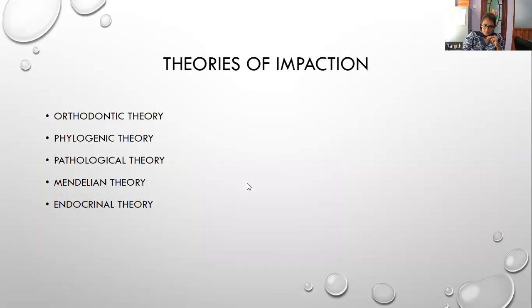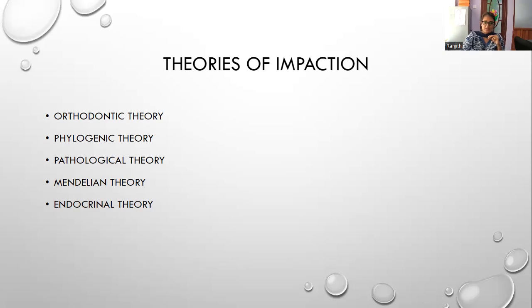Now coming to the theories of impaction, why does an impaction take place? So there were different theories that were put forward, and this is put forward by Durbeck. Namely, these theories are the orthodontic theory, the phylogenetic theory, the pathological theory, the Mendelian theory, and the endocrinal theory.